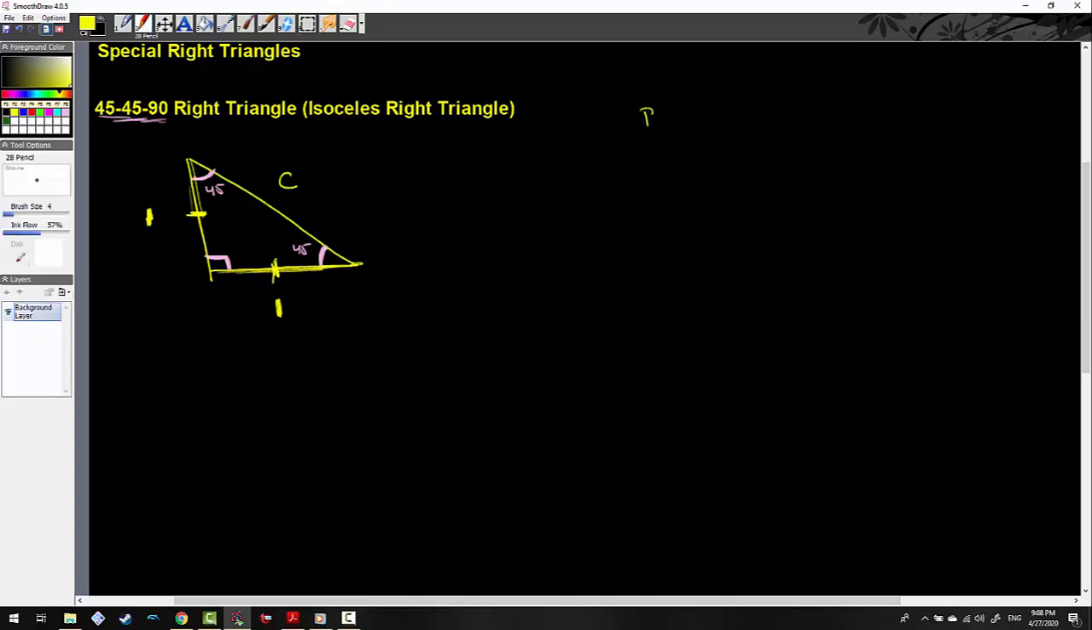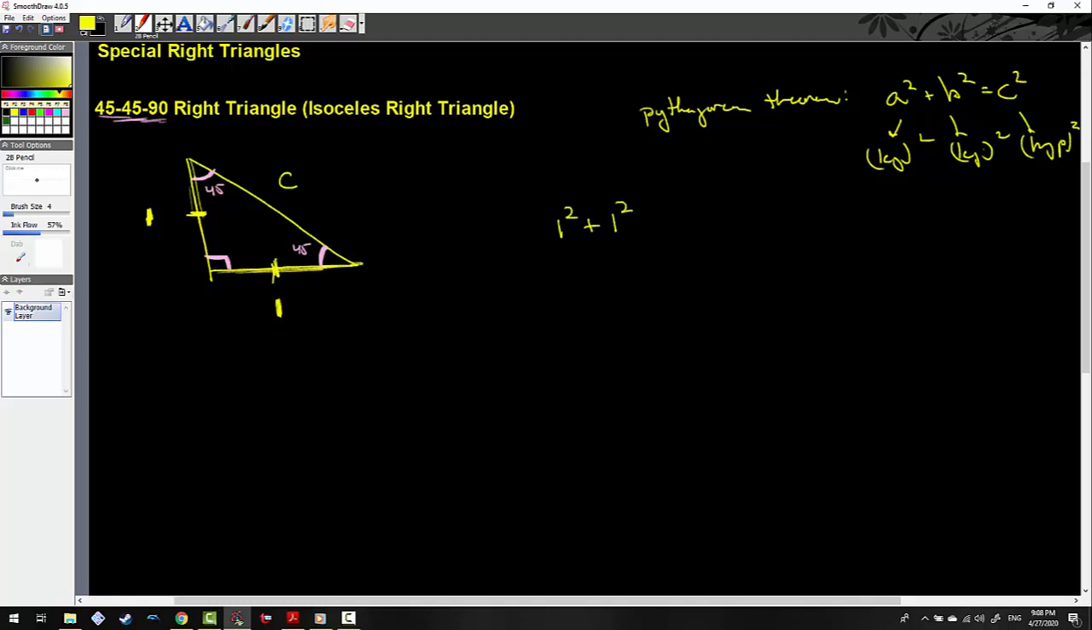Well, remember, the Pythagorean theorem is a squared plus b squared is equal to c squared. In other words, the leg squared plus the leg squared is equal to the hypotenuse squared. So in the context of this problem, that would translate into 1 squared plus 1 squared equaling c squared. And if I was to simplify this out, this would become 2 equals c squared. So c would equal rad 2. So go and box that up right there.